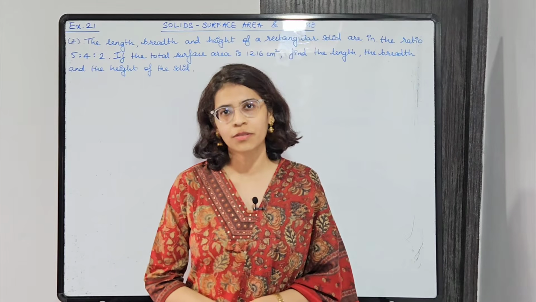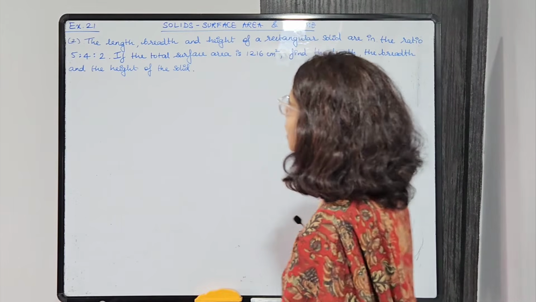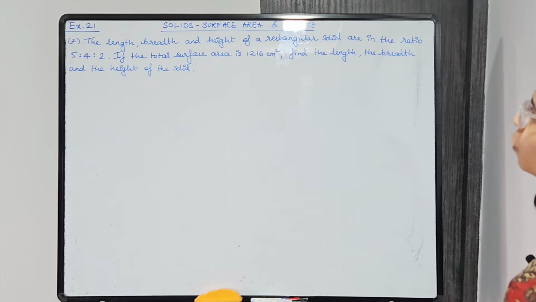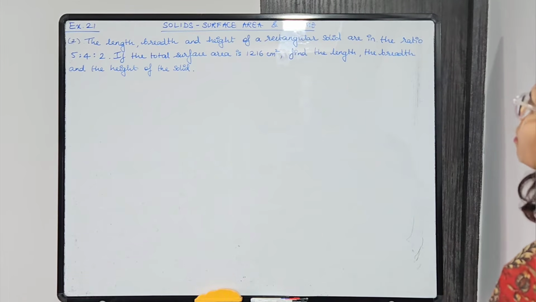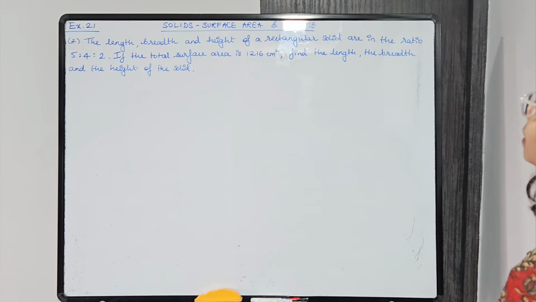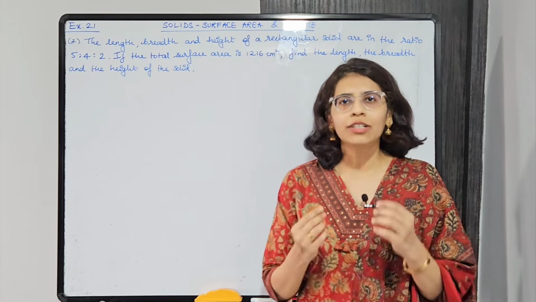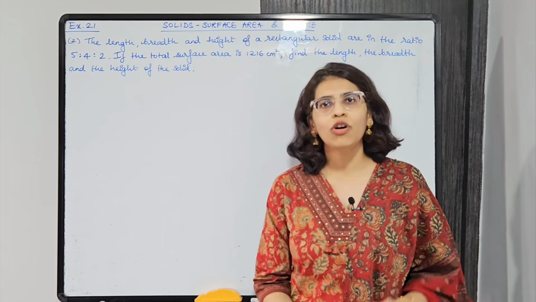So starting with question number 2. The length, breadth and height of a rectangular solid are in the ratio 5:4:2. If the total surface area is 1216 square centimeter, find the length, the breadth and the height of the solid. It's extremely easy, students. There is a rectangular solid, that is, there is a cuboid.